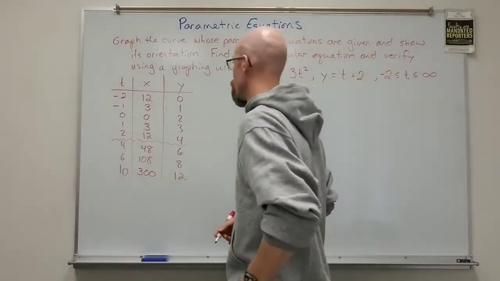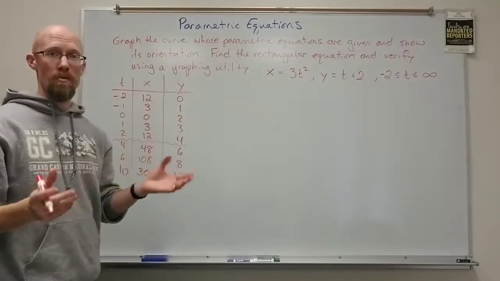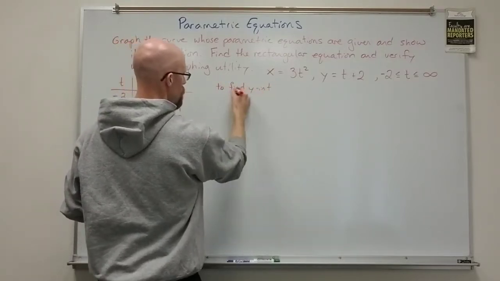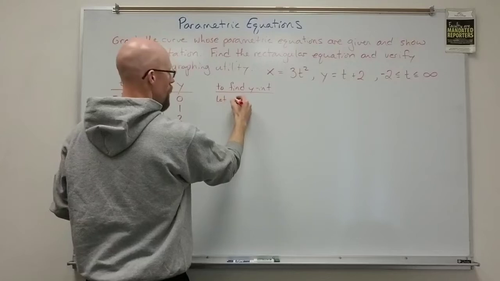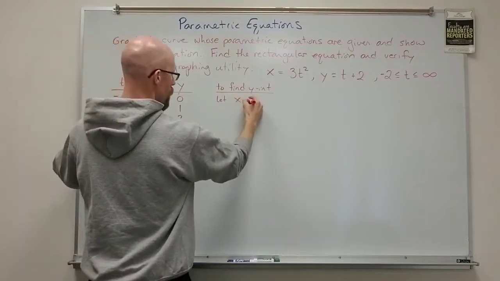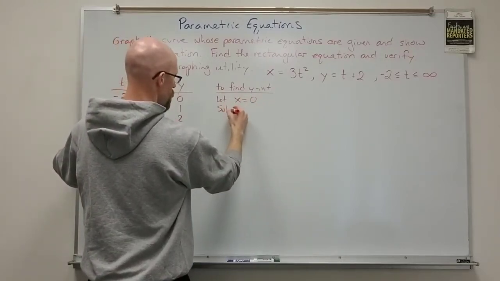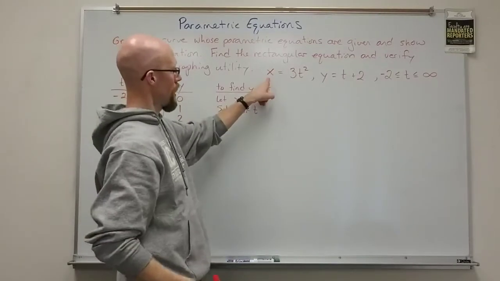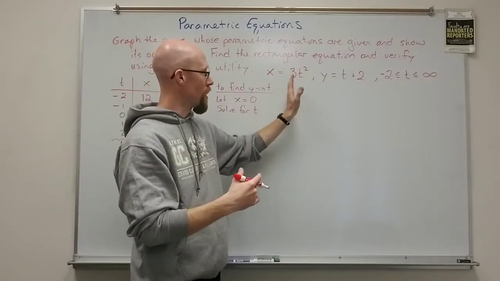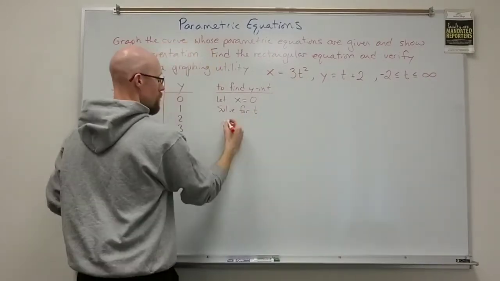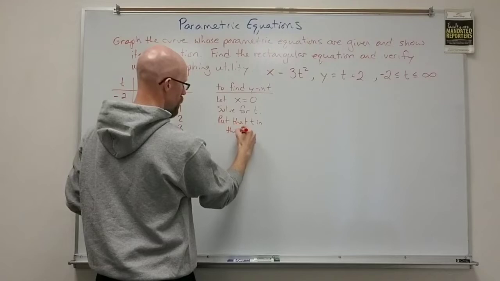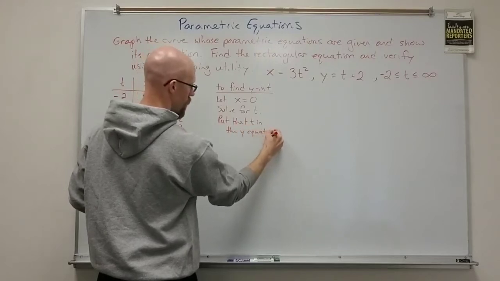To find a y-intercept, as a general principle, you're going to let x equal 0 and solve for t. So you would let x equal 0, solve for t in this equation, and then whatever value you find for t, you would put in the y equation and solve for y.